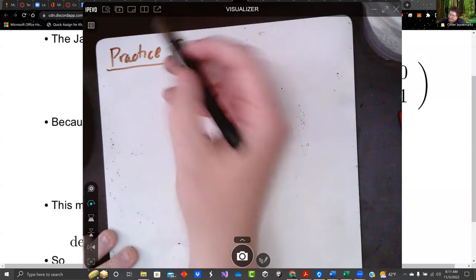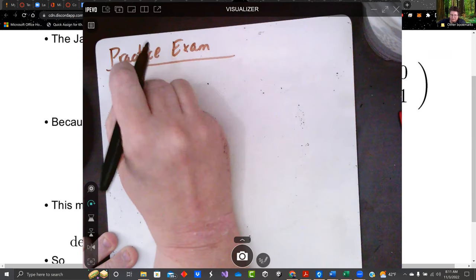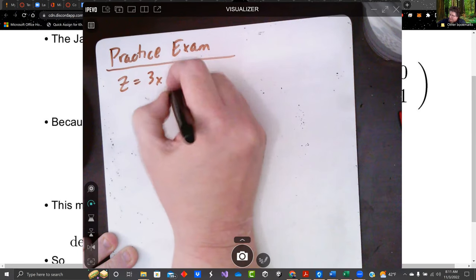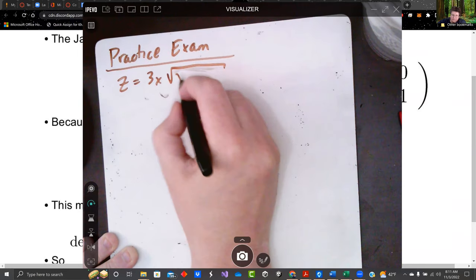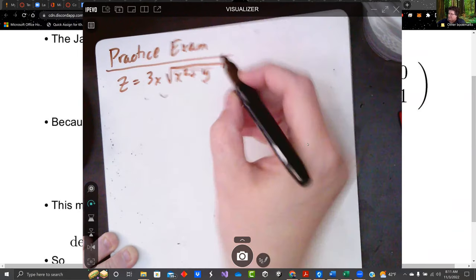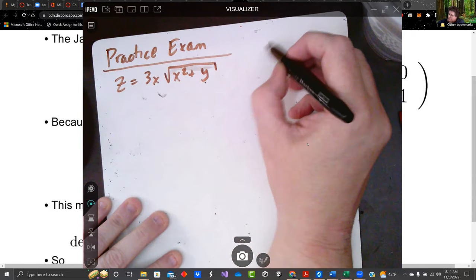Practice exam number one: find the volume under z equals 3x square root of x squared plus y. Not x squared plus y squared, yeah, there we go, x squared plus y. And we're doing the region 0 is less than or equal to.